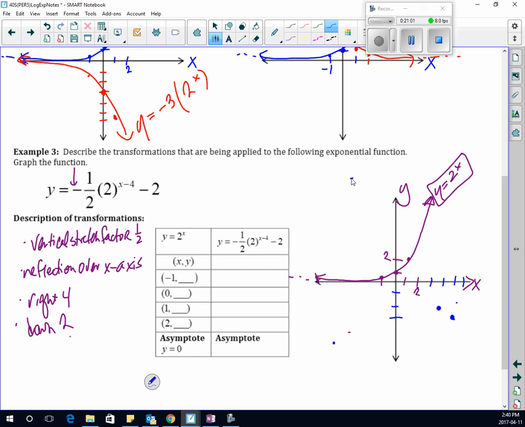Okay, let's do this a half now. This is going to be craziness now. A half becomes a quarter, and then it gets reflected. Then it's going right 1, 2, 3, 4, down 2. Where's my new asymptote going to be? Negative. Yeah, y equals negative 2 because it went down. So, yes. Very good. Yes? You got it? So my asymptote is at y equals negative 2.